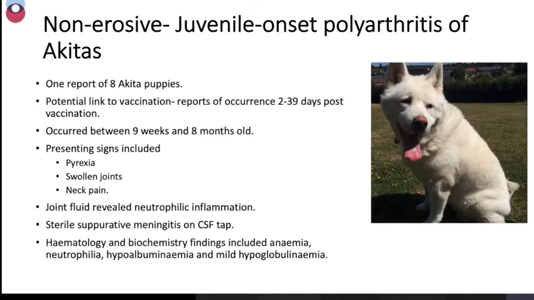But they did also have a certain amount of neck pain, and CSF taps revealed a sterile suppurative meningitis, similarly to other forms of immune-mediated polyarthropathies. Joint fluid revealed neutrophilic inflammation. And then there were also some findings on hematology and biochemistry listed at the bottom here.